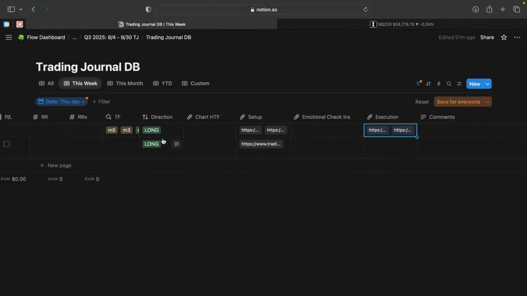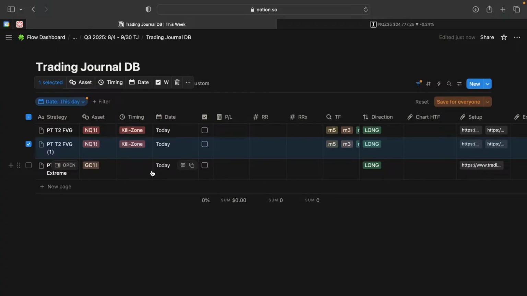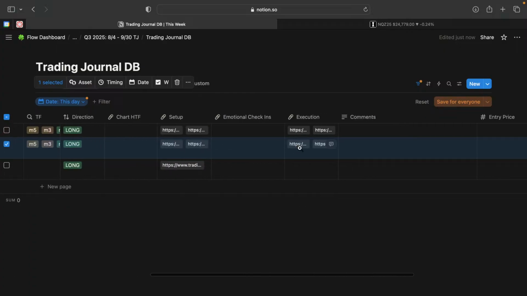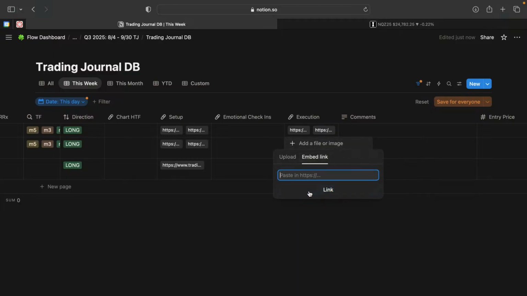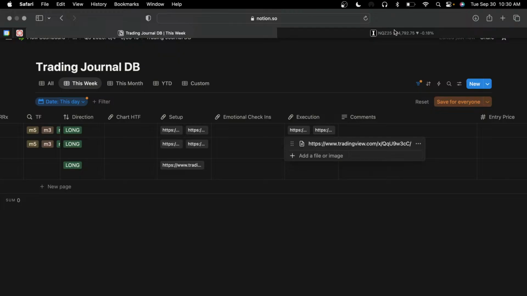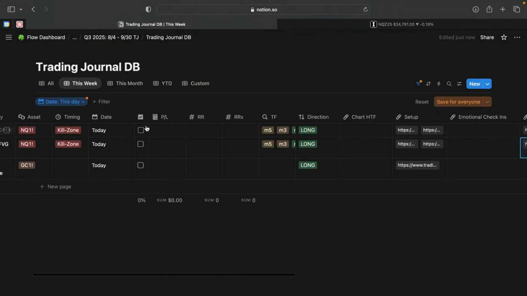If it becomes a new trade, all we can do is just duplicate this. Duplicate that and the first trade.